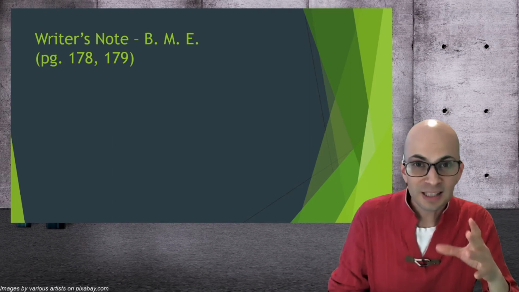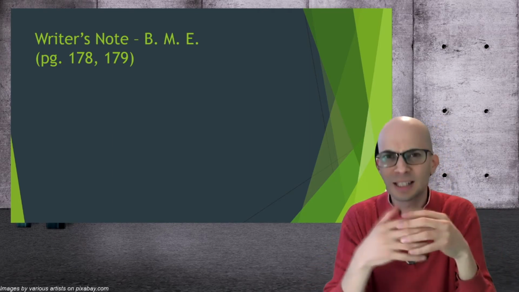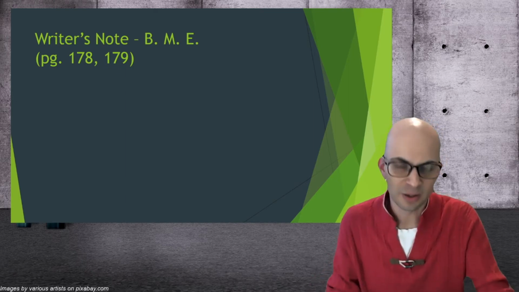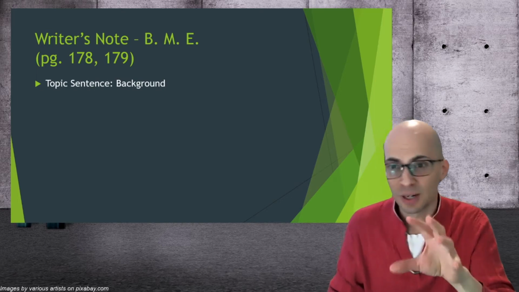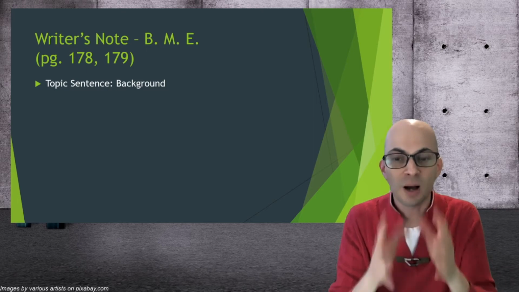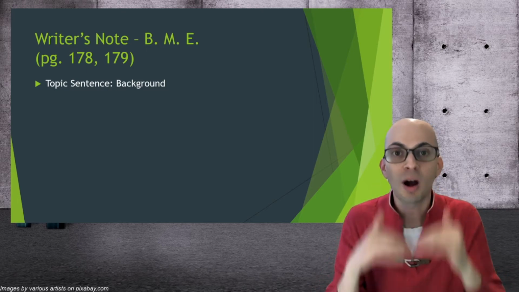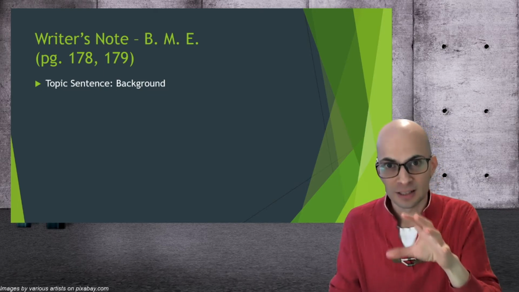Well, on the next page, 78 and 79, we have the writer's note, which really connects to the beginning, middle, and end of a narrative paragraph. So I kind of combined them here. First of all, in the writer's note, it talks about a topic sentence. In a narrative paragraph, the topic sentence is kind of the background of why you're going to share this story. And I really love this example here that it gives.